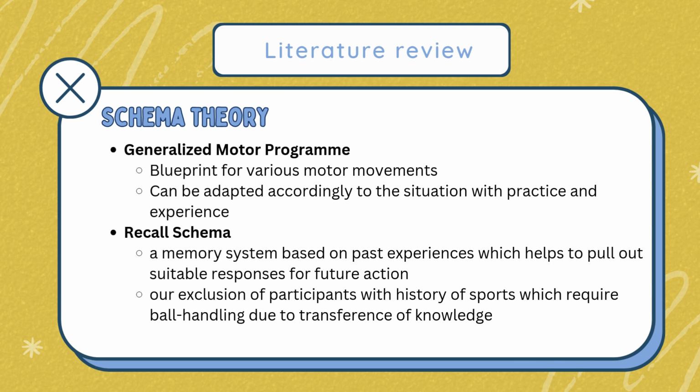An example would be the skill of football. Once a player is aware of basic traveling skills with the football, regardless of the constraints, the player will be able to adapt and continue to execute the generalized motor program. The recall schema is a memory system based on past experiences, which helps to pull out suitable responses for future actions. In our case study, we decided to only include participants with little to no history in ball handling, as those who are adept with basic ball handling, such as maneuvering and positioning it for shooting, have a higher chance of transferring their knowledge to the shooting of the netball, which lowers the accuracy of our study.